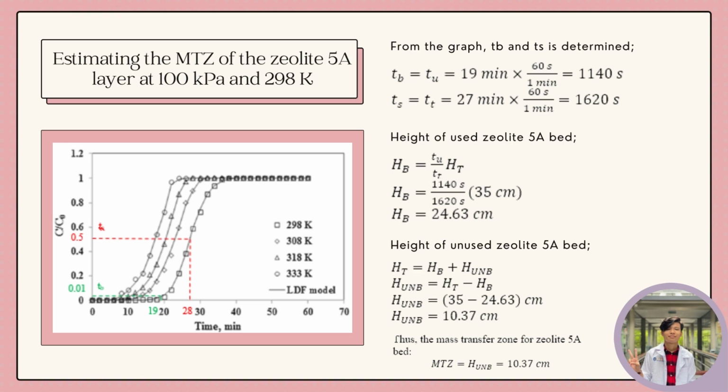Meanwhile, for zeolite 5A, breakpoint time and adsorption time are also determined based on the breakthrough curve. From there, the height of used bed can be calculated by multiplying Tu over Tt with the zeolite 5A layer length, which is 35 cm. Lastly, the mass transfer zone, or unused bed, can be determined, which is 10.37 cm.